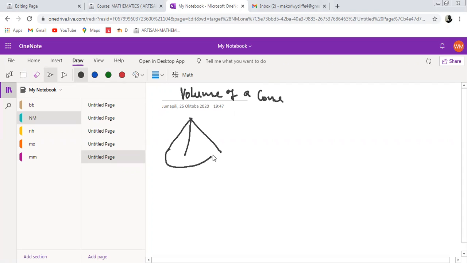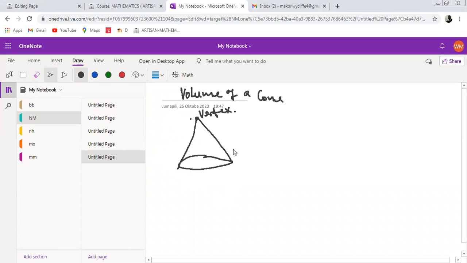Whereby, let me draw a better one, whereby we have a circular base and the slant height which normally meet at a common point known as the vertex. So we have actually a figure that is going to be like this. We have the slant edges, which we normally refer to as the slant height, and we have the circular base. The slant edges normally meet at a common point known as the vertex.